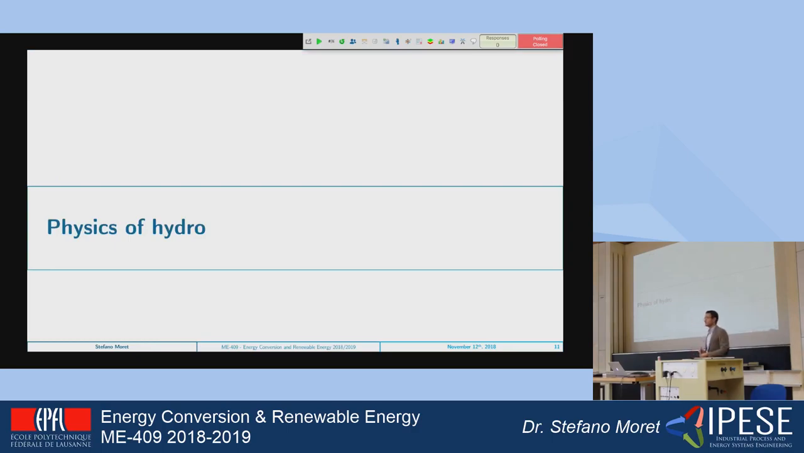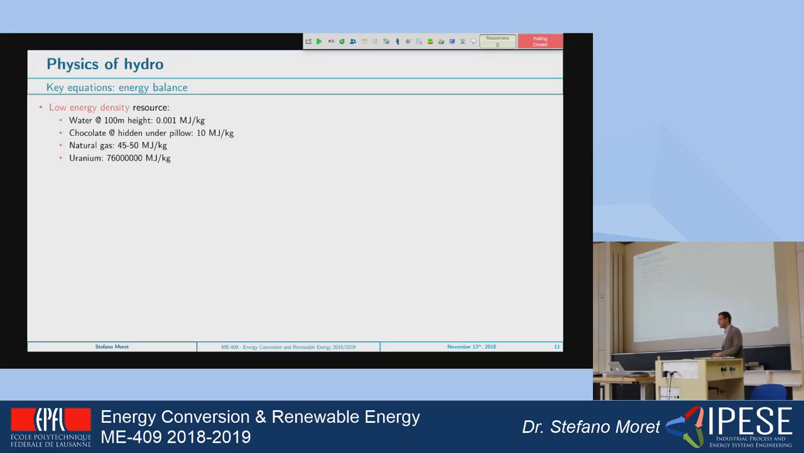What are the main physics of hydro? There is a bit less equation compared to wind. Actually, hydro is pretty simple under the key equations that we have to know. First of all, we have to remember that it is a low density resource. If we have 1 kilogram of water at 100 meter height, we have only 1 kilojoule per kilogram, right? So 100 meters times around 10 meters per second squared, which is the gravity acceleration. Compared to other fuels, it is definitely much less than fossil fuels, which means the specific energy is very low. It means the quantity of kilograms needs to be very high, so we need to have a lot of water.